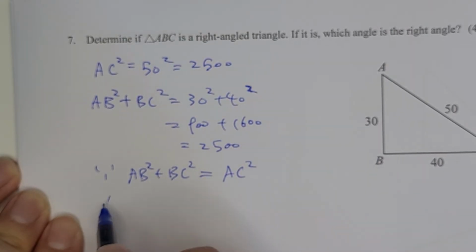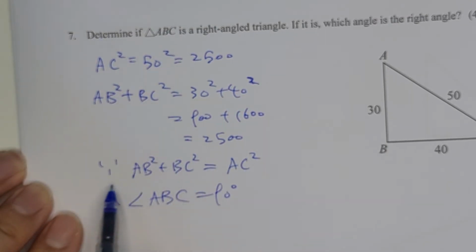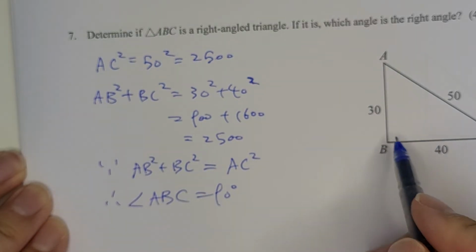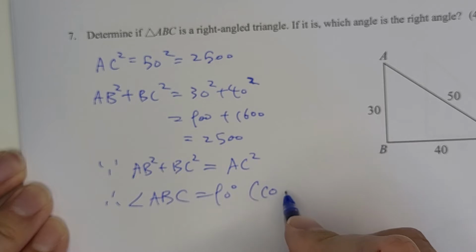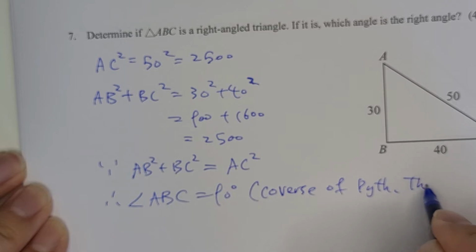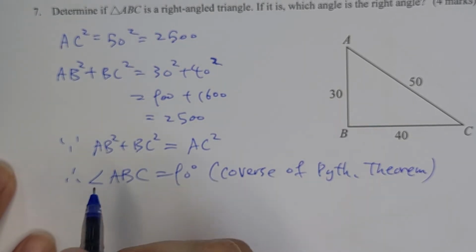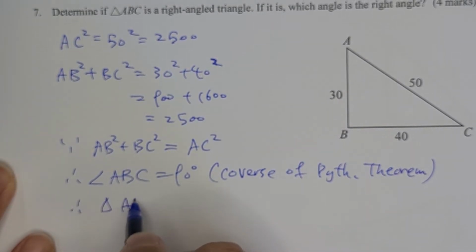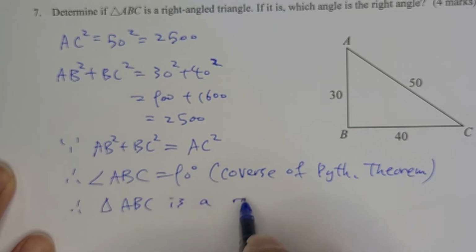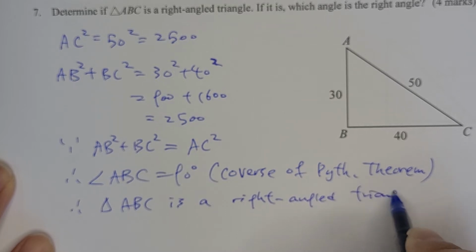This equation holds. Therefore, angle ABC equals 90 degrees. Because you have this equation, okay, then you can make the conclusion that this is a right angle. Here you are applying the converse of Pythagoras theorem. Okay, the reason right here. And therefore, triangle ABC is a right angled triangle.